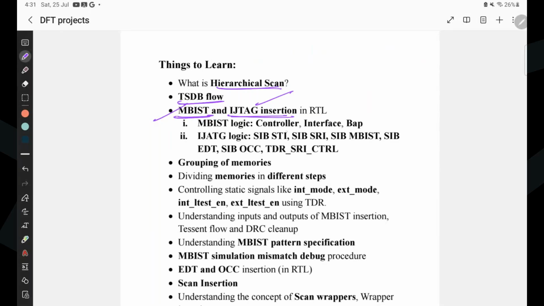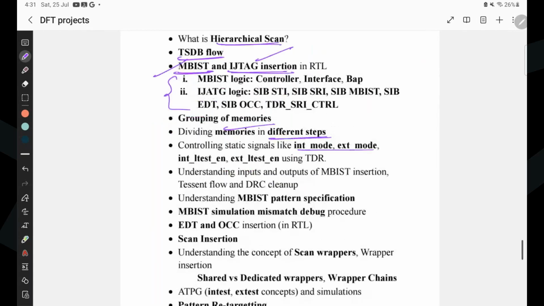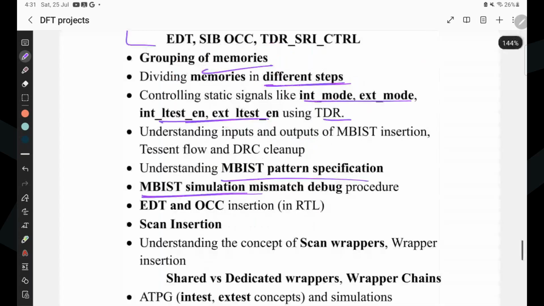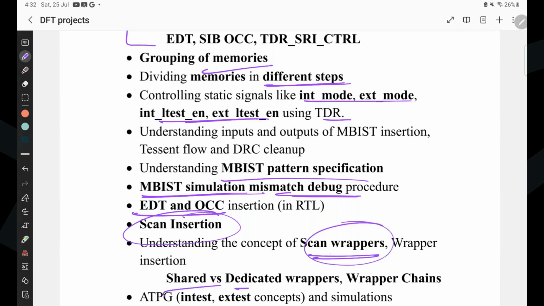For MBIST and IJTAG insertion, we will be adding all these components, including grouping of memories: how to divide the memories into different steps, and how to control all these signals using TDRs. What is the MBIST pattern specification? If your MBIST simulation fails, how to debug. EDT and OCC insertion in RTL, scan insertion, and then scan wrappers. Whenever you go for hierarchical scan, you'll have scan wrappers: what are shared wrappers, dedicated wrappers, and wrapper chains.